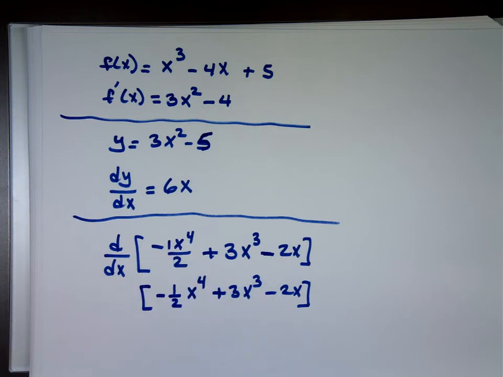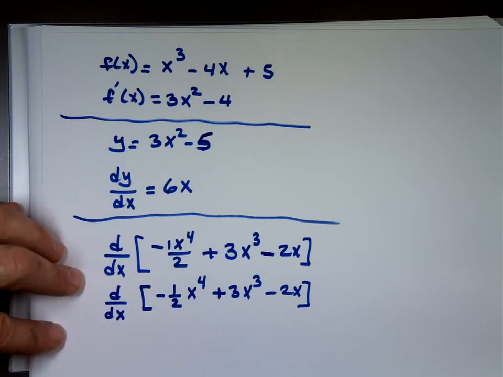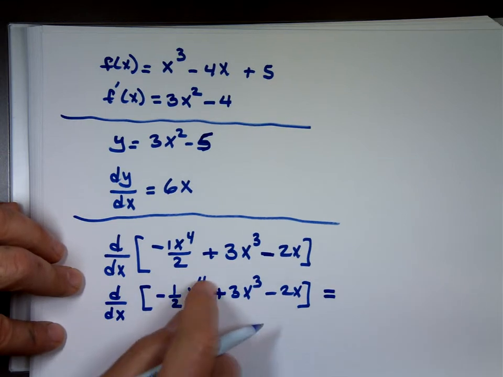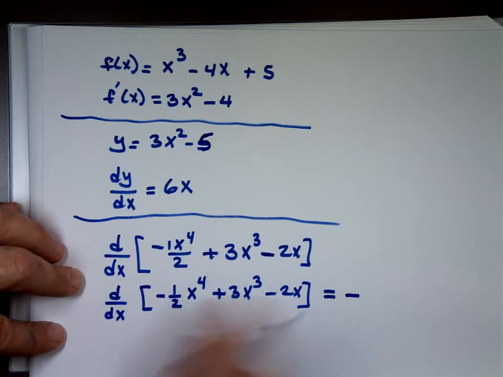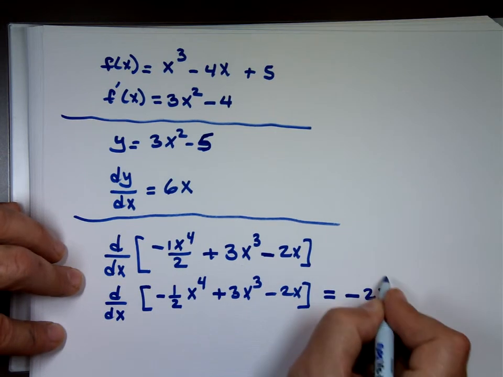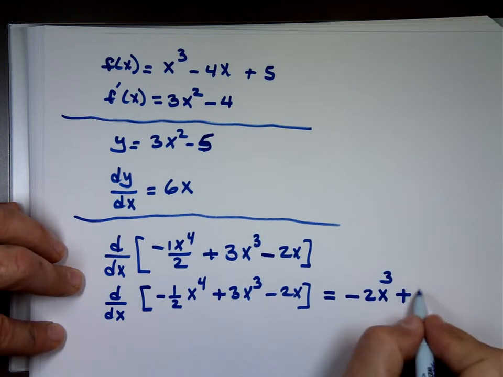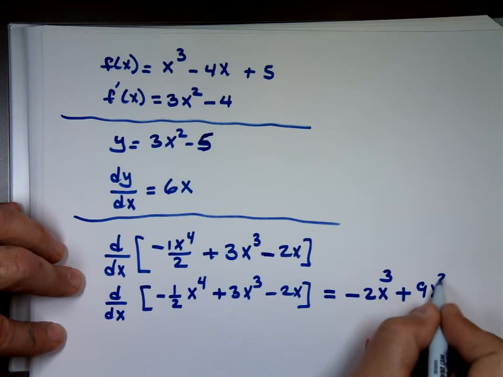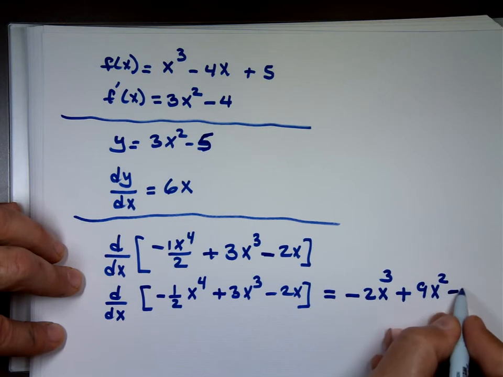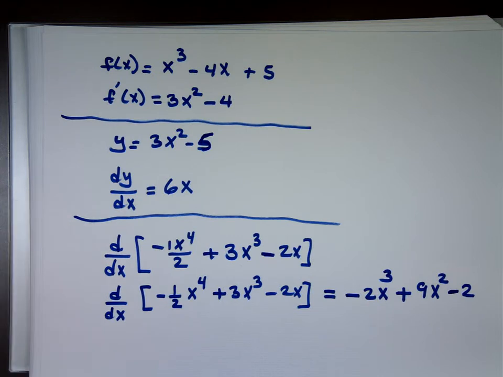Right. So now let's take the derivative of that. 4 times a 1/2. It's going to be a minus first. What's 4 times a 1/2? 2x to what power? 3. Good. That'll be what? 9x squared minus the 2. Good. I think you're getting the hang of it.